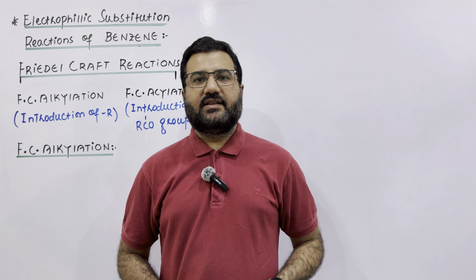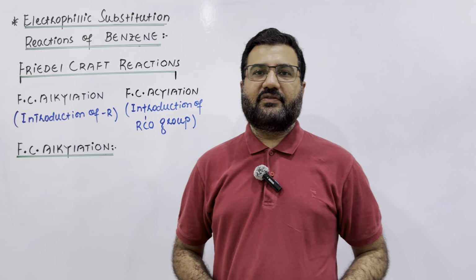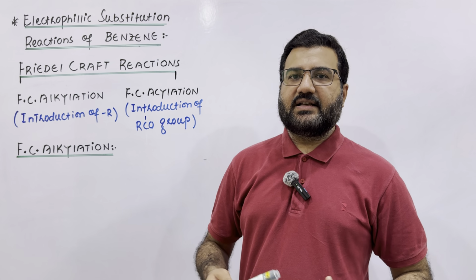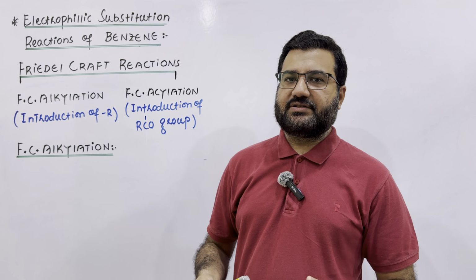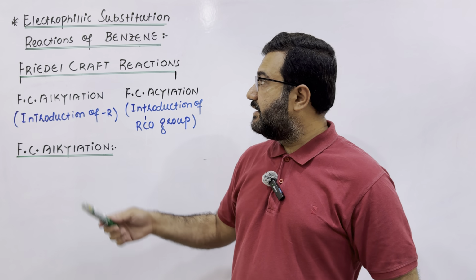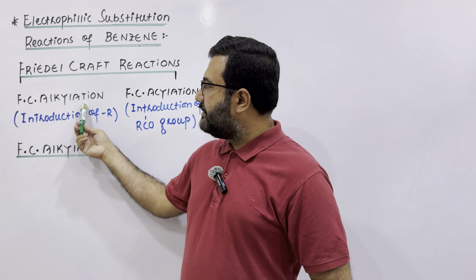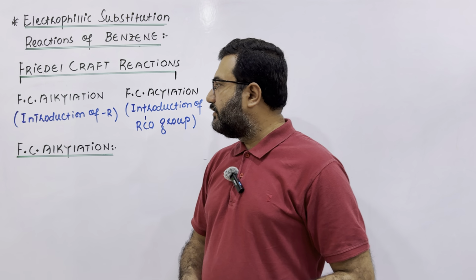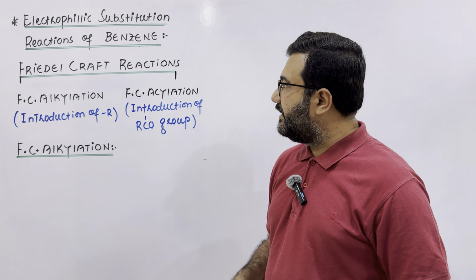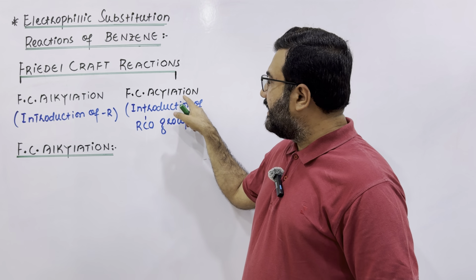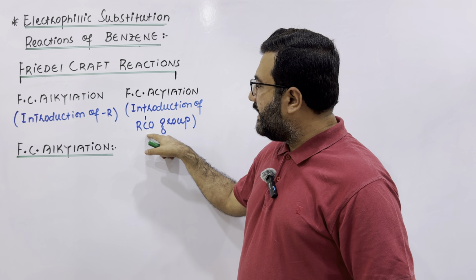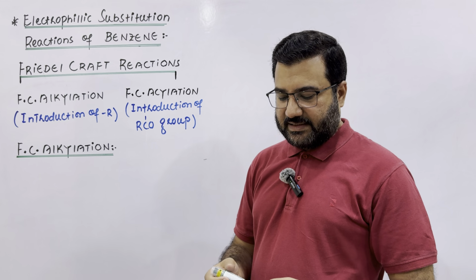Welcome dear students. In this lecture we are going to talk about the Friedel-Crafts reaction. These are named after the two chemists who introduced these reactions. The Friedel-Crafts reactions are of two types. One is the FC alkylation, which includes the introduction of the alkyl group to the benzene ring. And the second one is the FC acylation, in which an acyl group is introduced to the benzene ring.